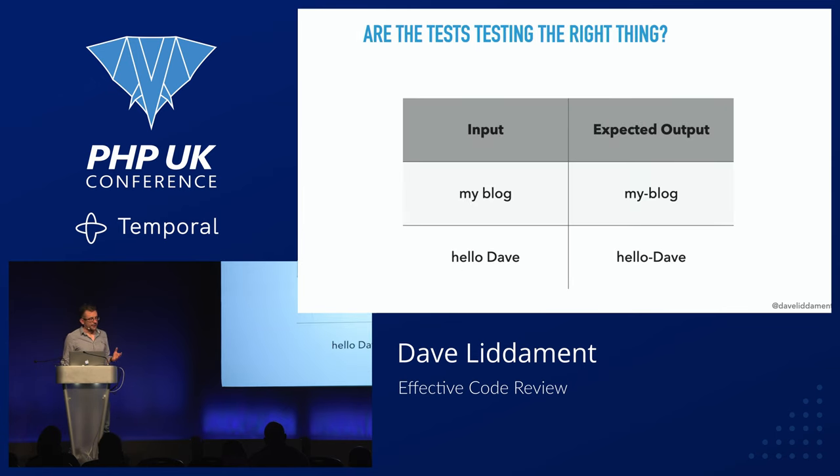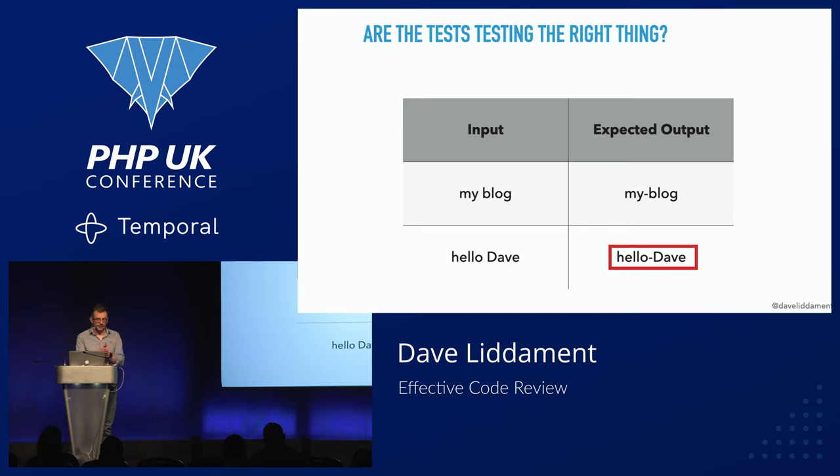And then we're asking ourselves, are the tests doing the right thing? So imagine we've got some code that's a slugifier, so it's turning all the letters in a string to lowercase, and any spaces or special characters, anything that's non-alphanumeric, is replaced with a dash. So if this is essentially what the tests are checking, we can see that the expected output looks wrong. We've said the expected output must all be lower case.